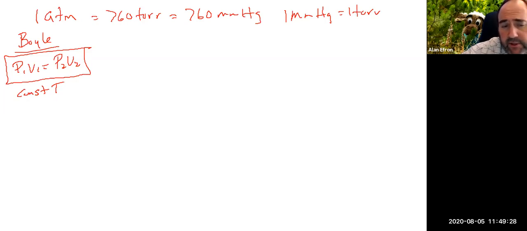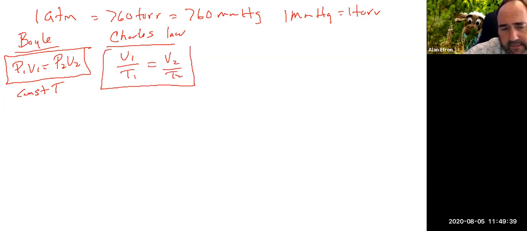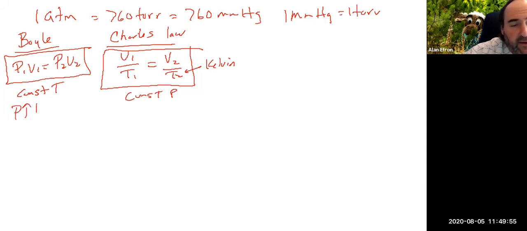We also saw Charles' law. And in Charles' law, we had V1/T1 equals V2/T2. This would be at constant pressure. Volume doesn't matter to units, but the temperature, like every gas law, does need to be in Kelvin. By the way, in terms of Boyle, we saw the relationship is as the pressure goes up, the volume goes down, and vice versa. Here, as the volume goes up, so does the temperature. And as the volume goes down, so does the temperature as well. Obviously, this one is opposite.